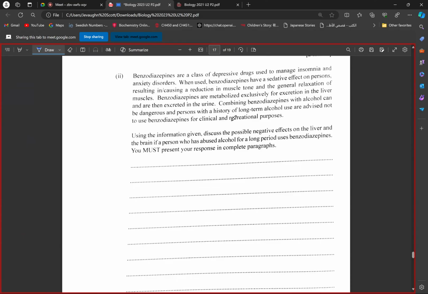Using the information above, discuss the possible negative effects on the liver and the brain if a person who has abused alcohol for a long period of time uses benzodiazepines. You must present your response in complete paragraphs.